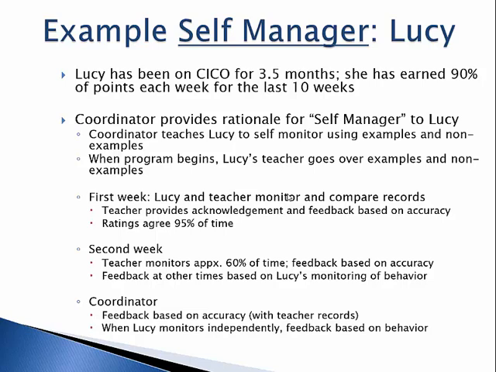And then the second week, maybe we faded even more, and maybe the teacher is just scoring every once in a while, or just checking scores when she's worried about Lucy's behavior, to see that Lucy is scoring herself accurately. So again, we're going to give feedback on behavior, but also looking at the accuracy of the students' self-ratings and self-managing. And when Lucy can monitor independently, now we might start thinking about taking the next step in fading.